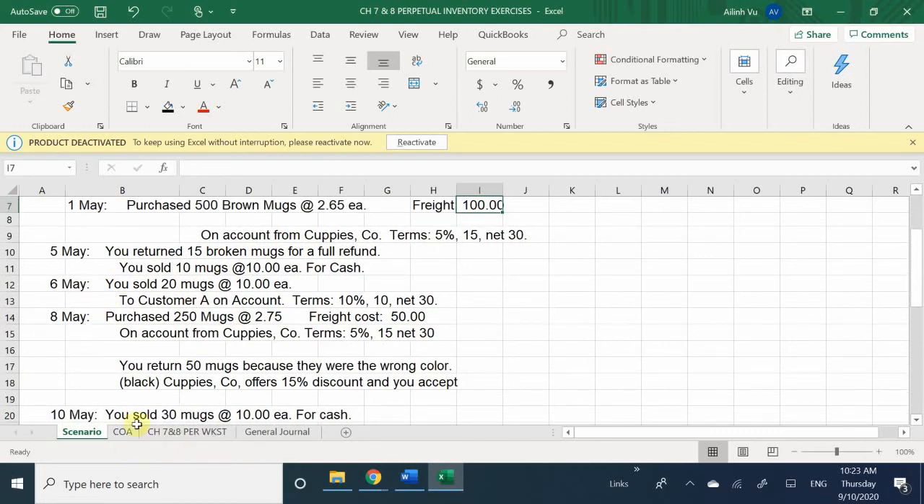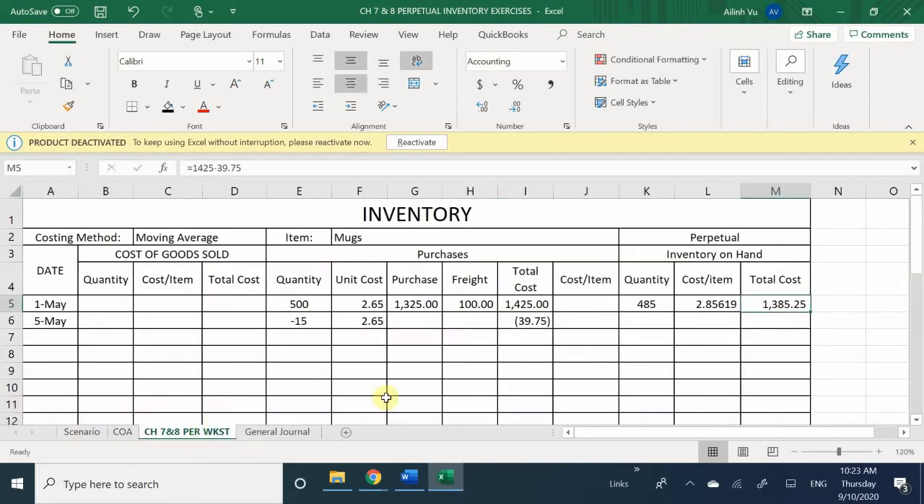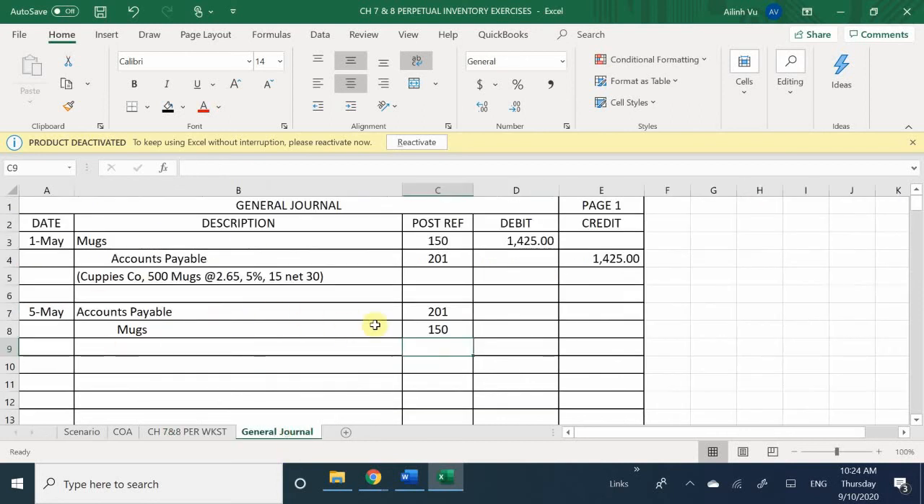Now that we solved how much, let's go back to our inventory worksheet. We solved how much we're actually refunding. We're going to get $39.75 back. So let's go ahead and indicate that in our journal. We're refunding $39.75, and therefore we need to take $39.75 out of our inventory.